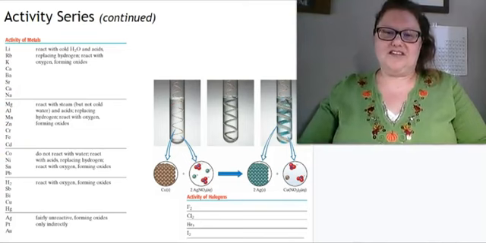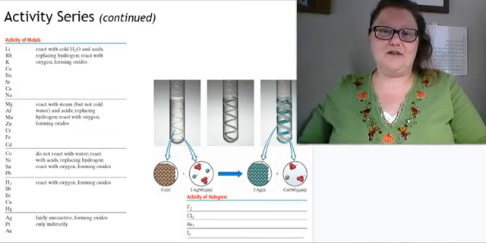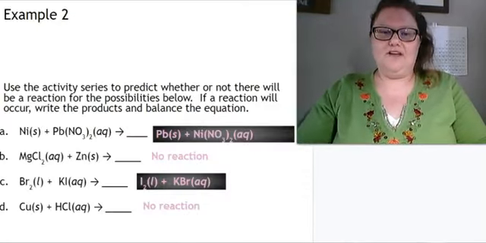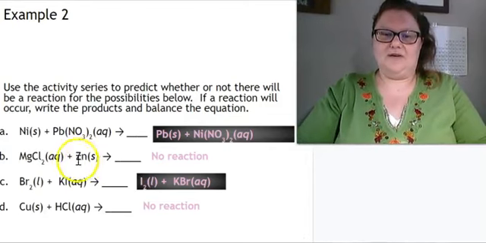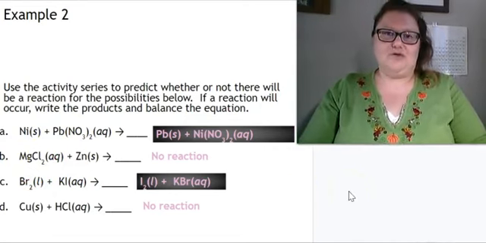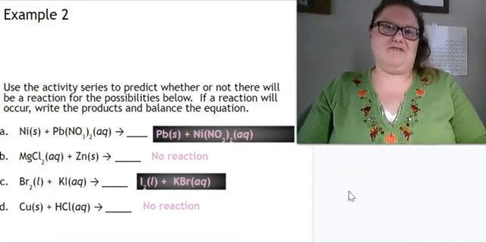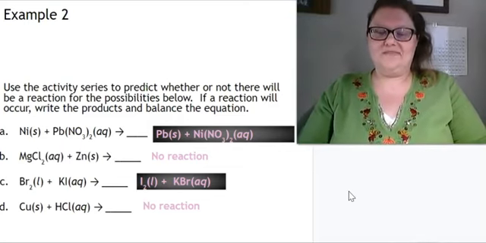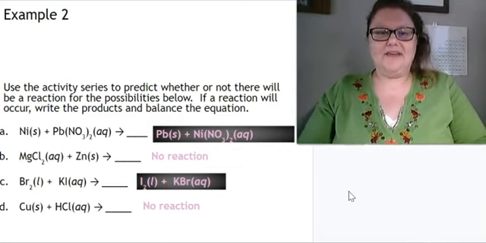So the question is, can zinc replace magnesium? And the answer is no, because it's lower than magnesium on the chart. Magnesium's more active, it's going to stay connected to that chlorine. And so here's where we would use the NR that I referenced at the very beginning with all the symbols. This would be no reaction.